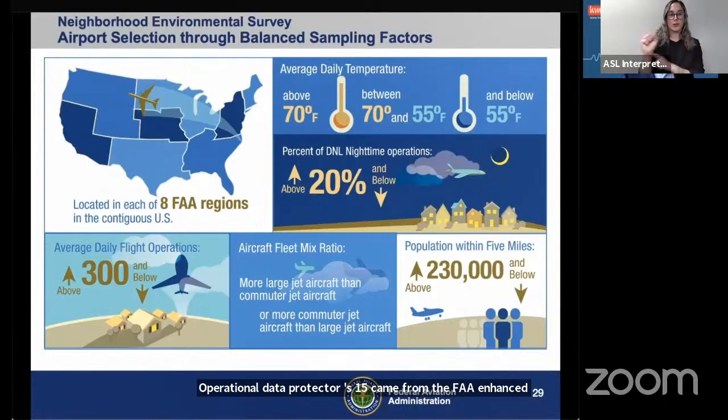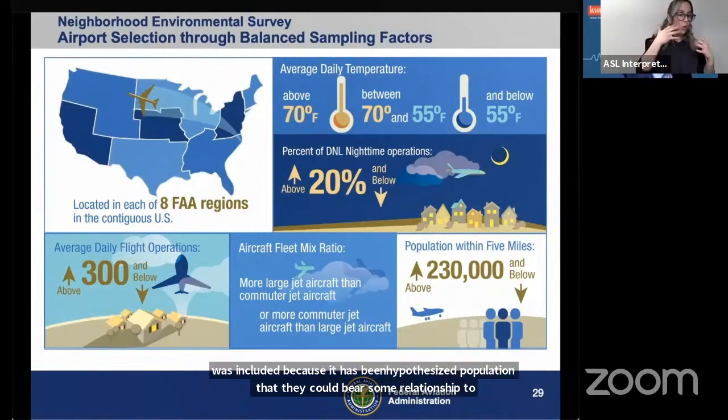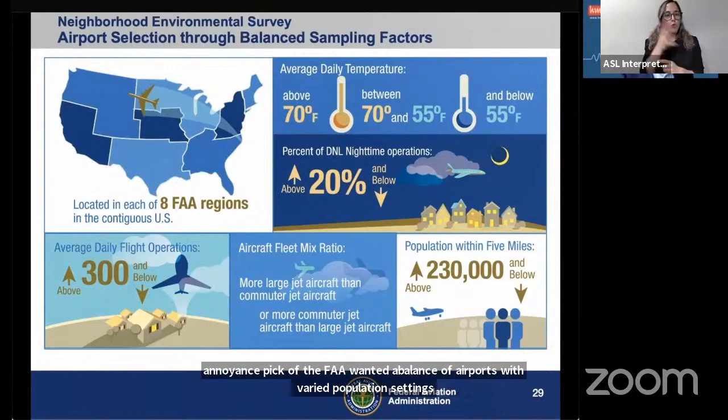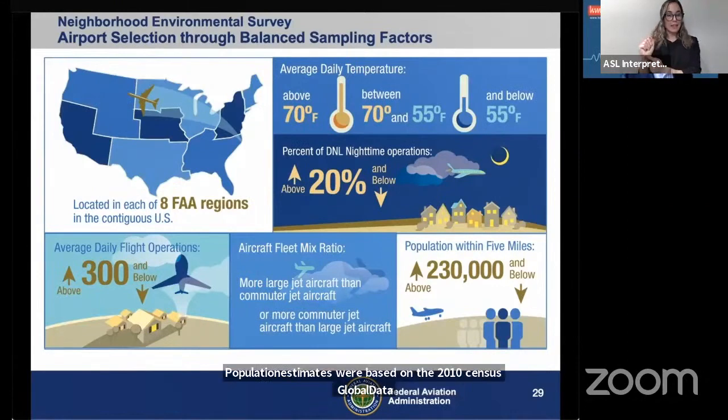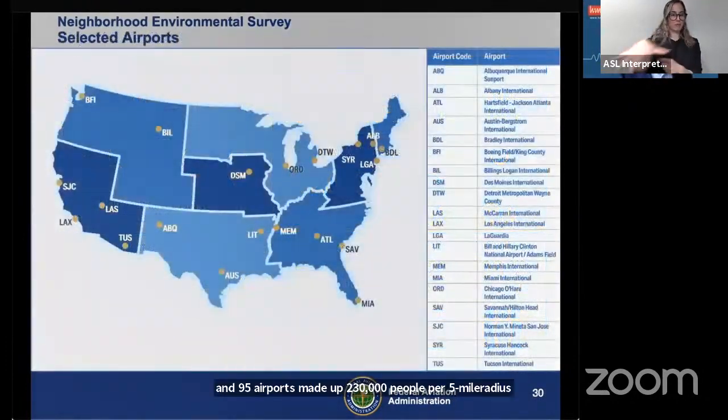The sixth factor, the population within 5 miles of the airport, was included because it has been hypothesized that population density could bear some relationship to annoyance. Thus, the FAA wanted a balance of airports with varied population settings, for example, rural, suburban, and urban. Population estimates were based on the 2010 U.S. Census tract level data, and the 95 airport mean of 230,000 people per 5 mile radius of area was used to divide the sample.